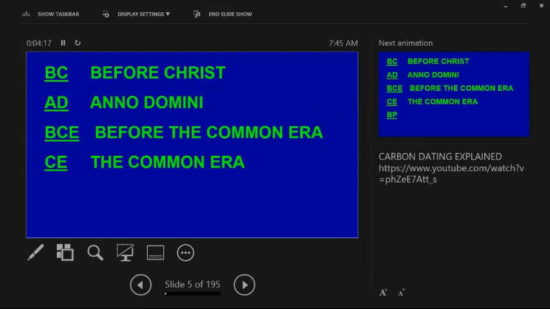Now, why would they change from BC to BCE and AD to CE? The change is to make it religiously neutral, whereas BC and AD are Christian terms, and not everybody in the world is Christian. So they changed it to make it more neutral. Now, I am old school, and so I'll be using BC and AD. If you want to use BCE and CE, that's fine with me.